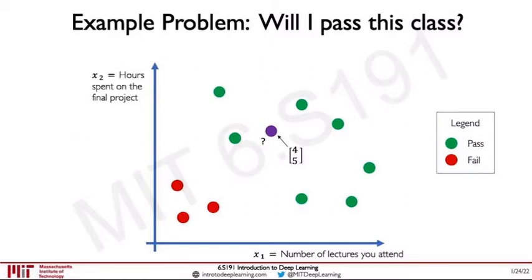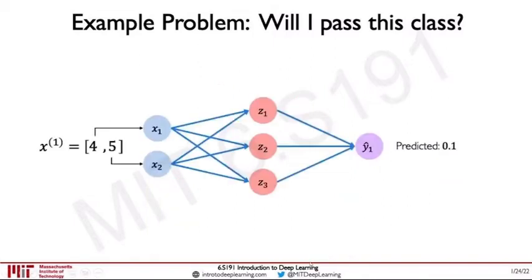We don't know whether he passed or not, but based on these two features, we basically want to make a classification, and of course, a prediction. When we want to do that, we're basically going to use the idea of a perceptron. We put that into the network, and at the end of the day, we predicted 0.1, because the prediction here is going to be between 0 and 1.